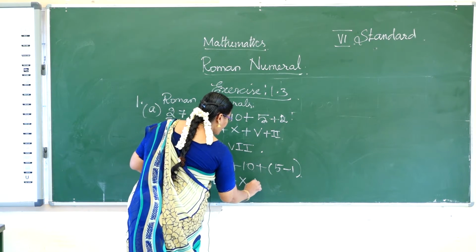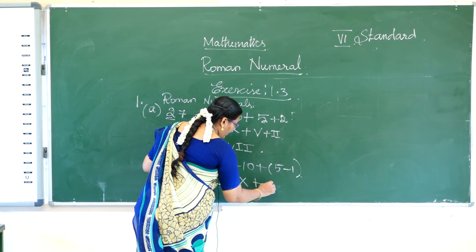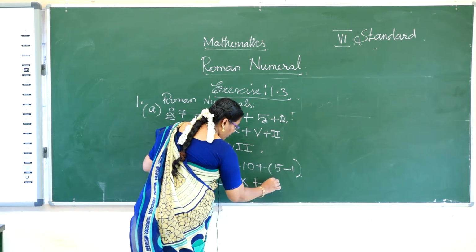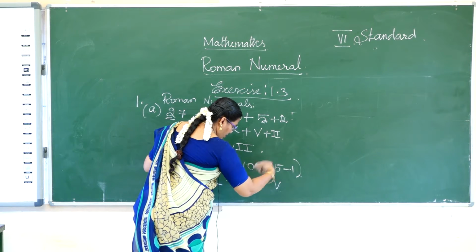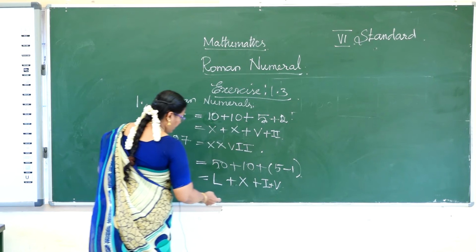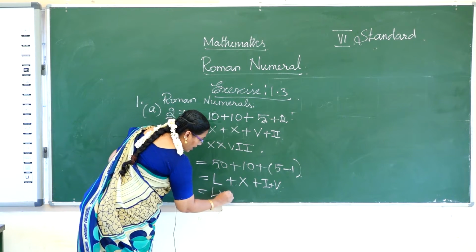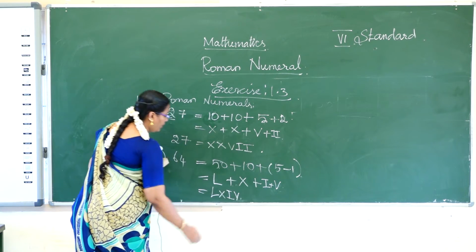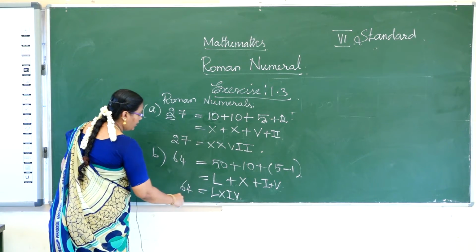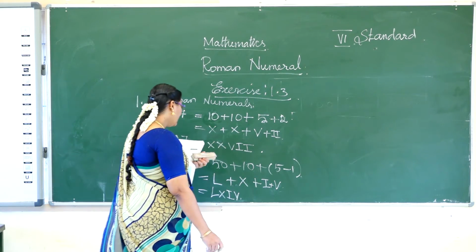Ten is X, and 5 minus 1 is 4. 4 can be written as first writing 5, then subtracting the previous one, so I before V. So it can be written L X I V. So 64 can be written in Roman letters as L X I V.